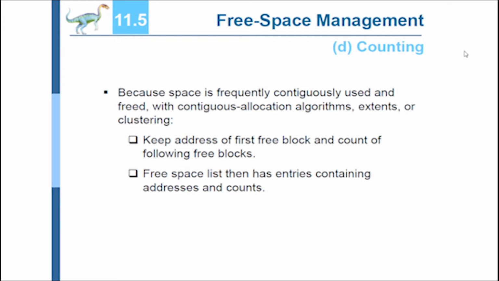And for the last technique, counting. In counting, because space is frequently used and freed contiguously with a contiguous allocation algorithm, extents or clustering, we keep the address of the first free block and the count of following free blocks. The free space list then has entries containing an address and a count.